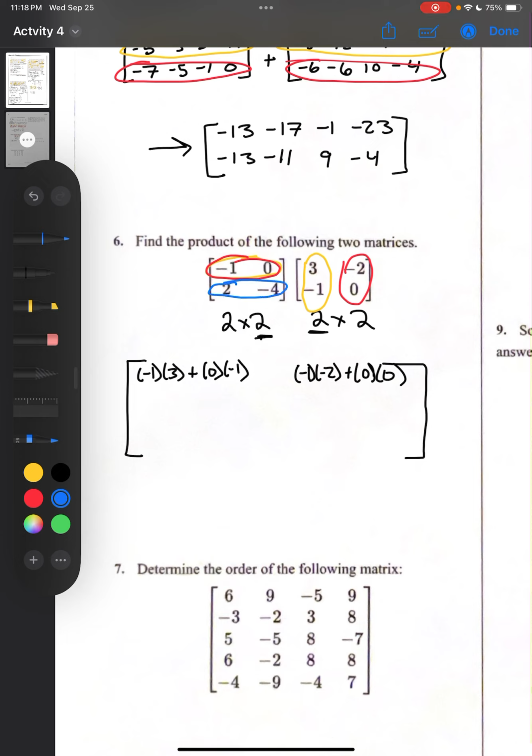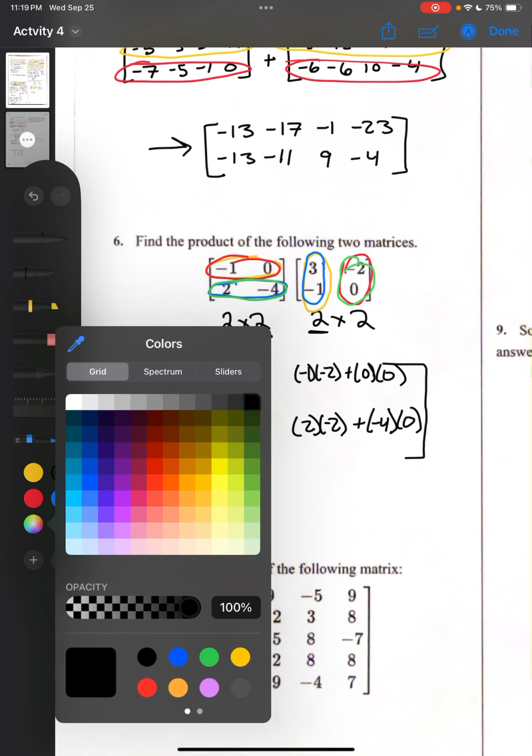We're doing this second row by this first column, which is 2 times 3 plus -4 times -1. So last set, same row, the different column: 2 times -2 plus -4 times 0. Now I'm just going to do this in a different color, just so you can see what I'm doing.